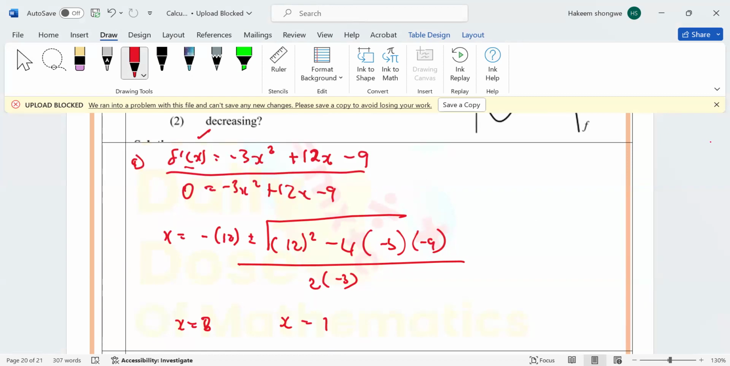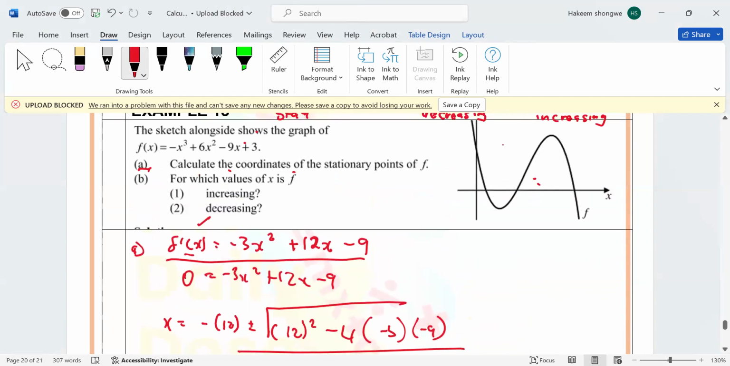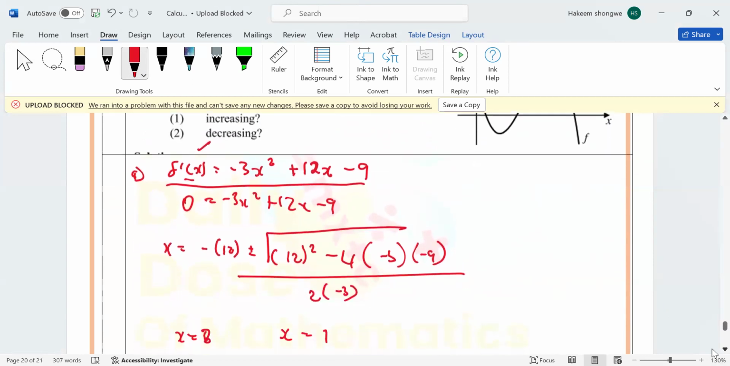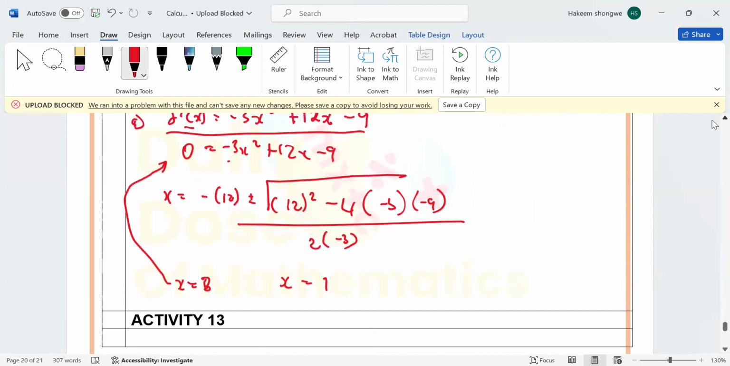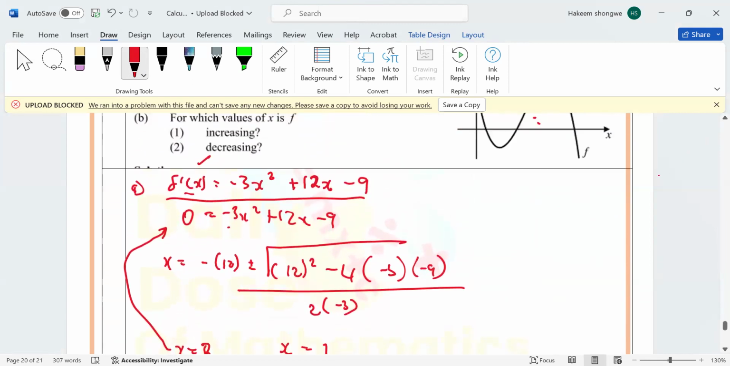In fact, these are the x values of the stationary points. They want the coordinates of the stationary points, so we're not done. You can't take this x and substitute it into the derivative, because that will give you 0, the gradient. If you have x and you want y, where do you get y? f of x is the only one that can give you y. f prime of x can't give you y, it doesn't have that ability.